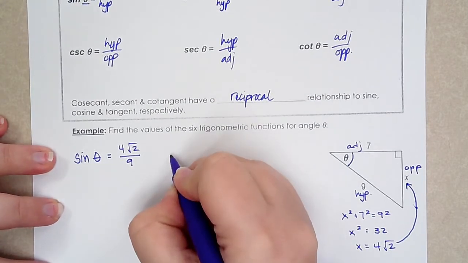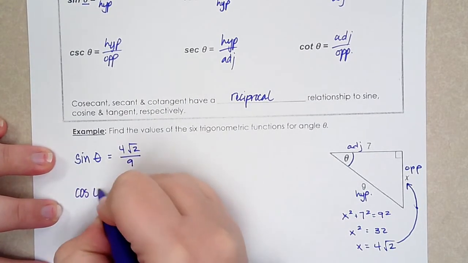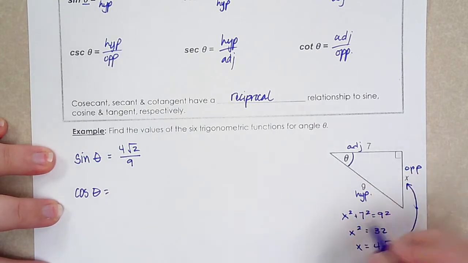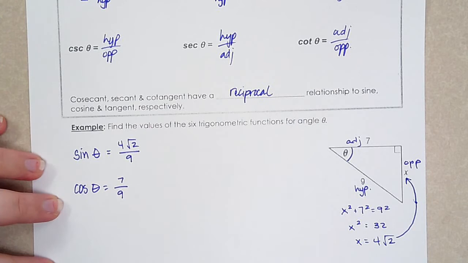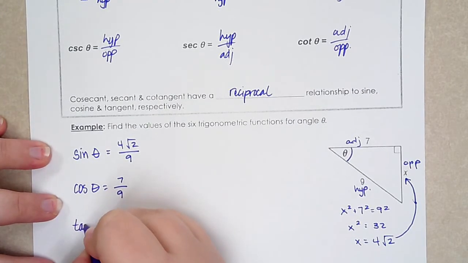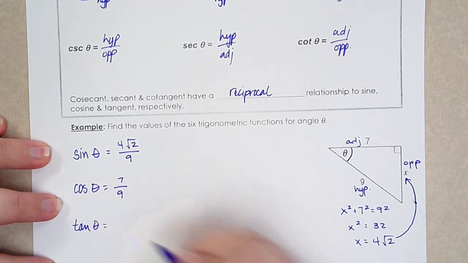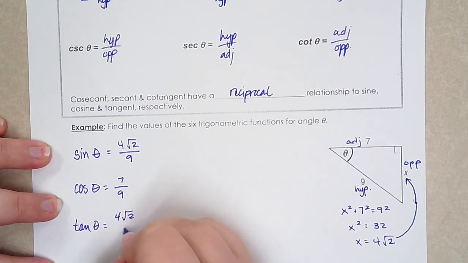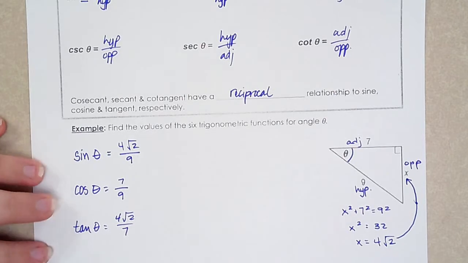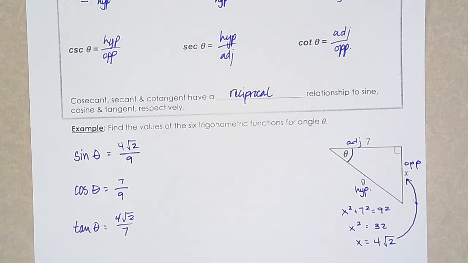Next up, we've got cosine. I always do them down. Cosine theta is adjacent over hypotenuse, so 7 divided by 9. Can't reduce that. And tangent theta is going to be opposite, so that 4 root 2, over adjacent, which is 7.